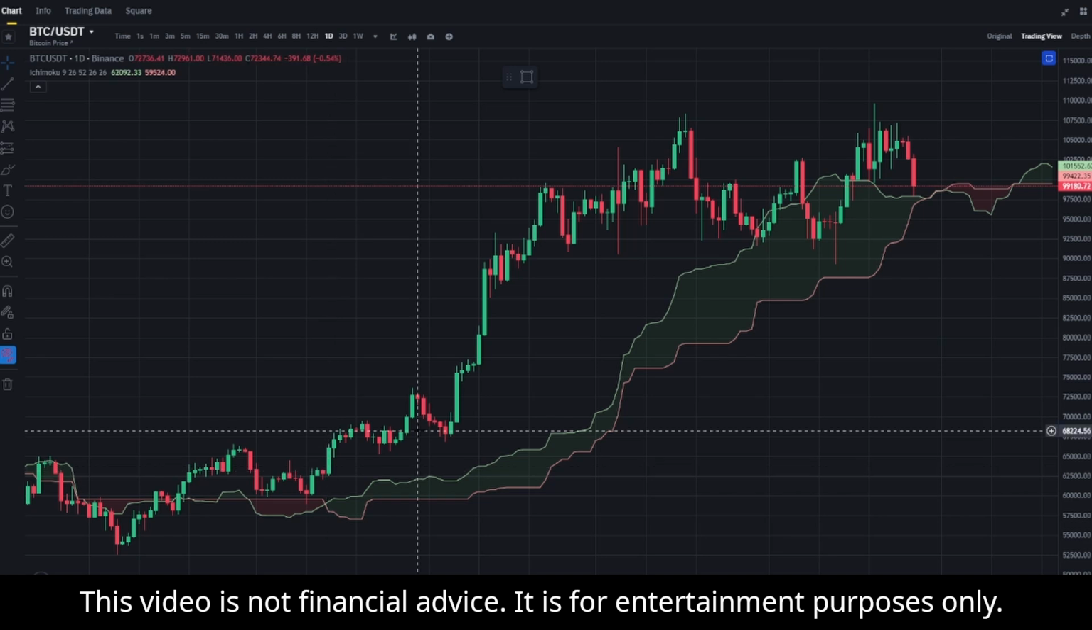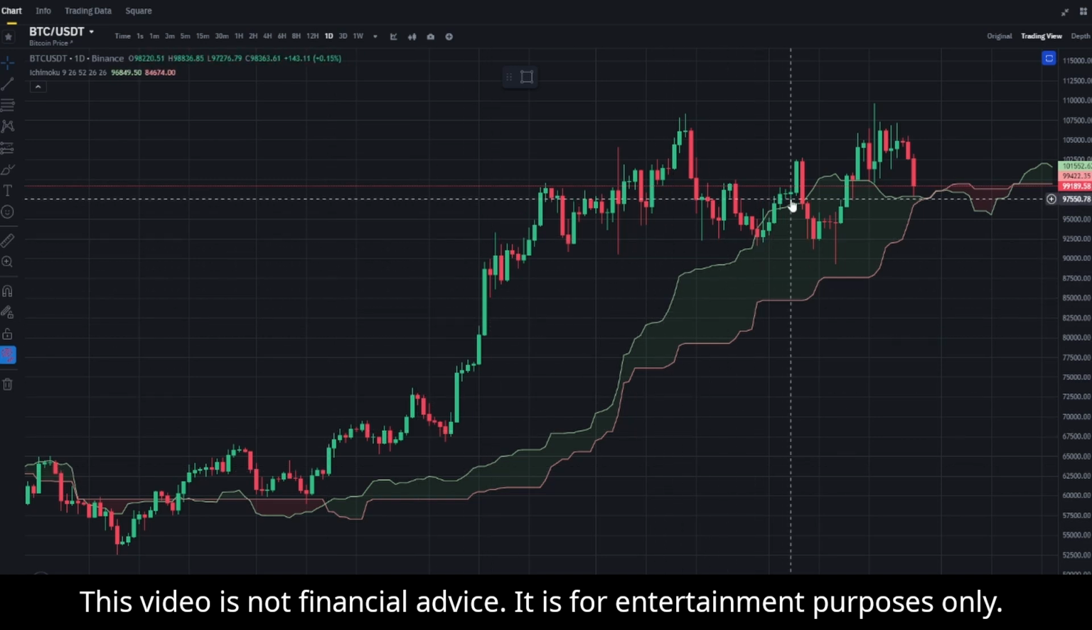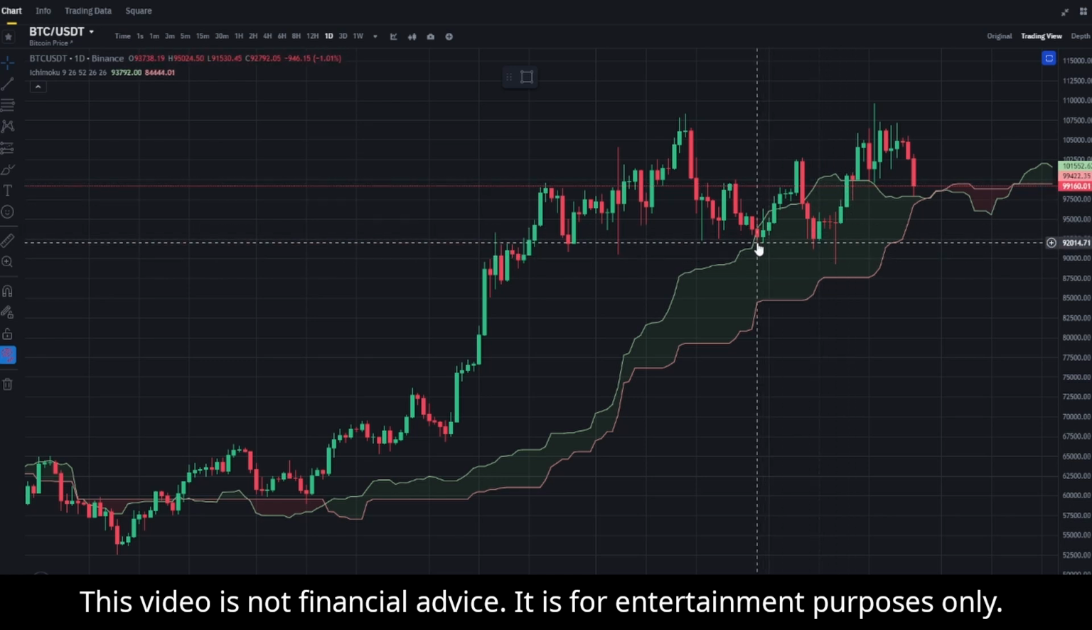And the exit rule is a little bit different. We close when the candlestick closes below one of these two lines. So the green one, which is called the Senkou A, or the red one, which is called the Senkou B. So here we would have closed here on this little red candlestick on December 30th.